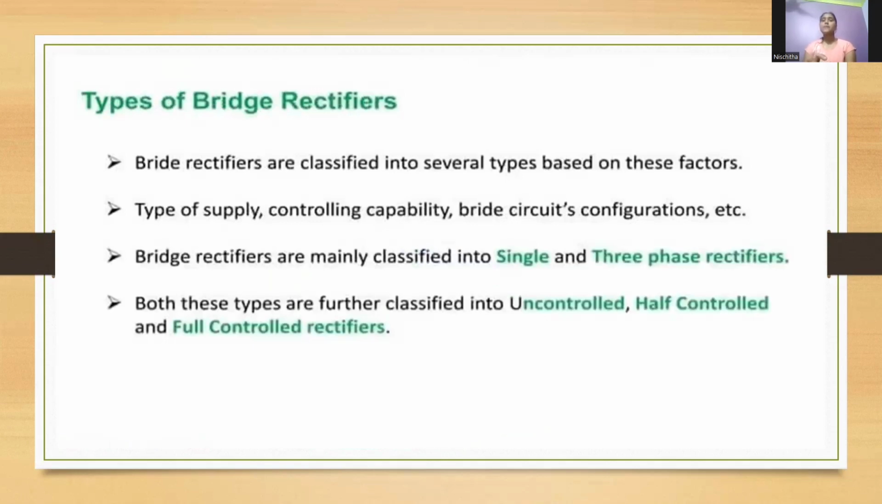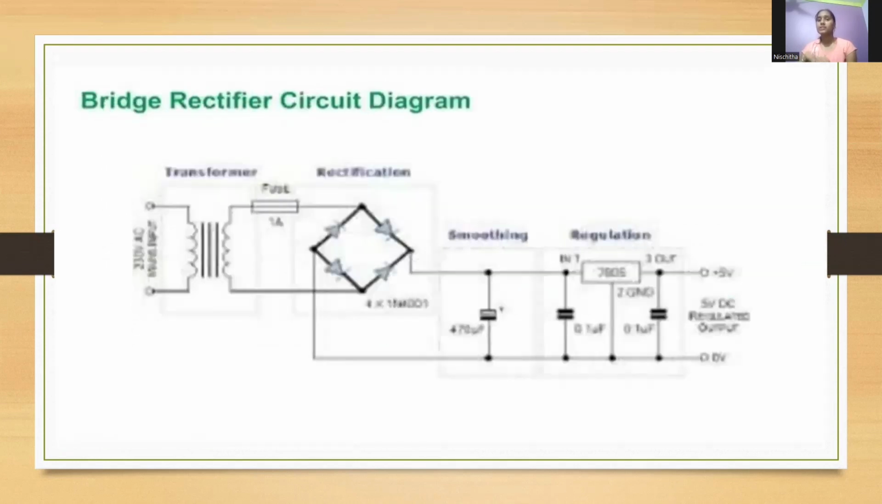Next, types of bridge rectifier. Bridge rectifiers are classified into several types based on factors such as types of supply, controlling capability, bridge circuits, configurations, etc. Bridge rectifiers are mainly classified into single-phase and three-phase rectifiers. Both these types are further classified into uncontrolled, half-controlled, and fully controlled rectifiers. This shows a bridge rectifier circuit diagram.